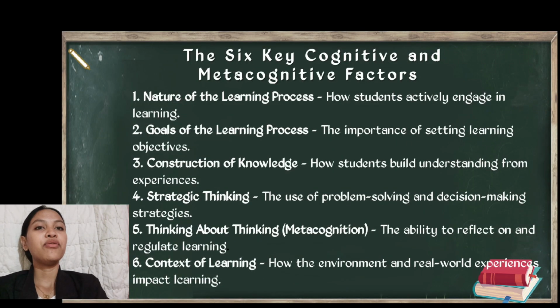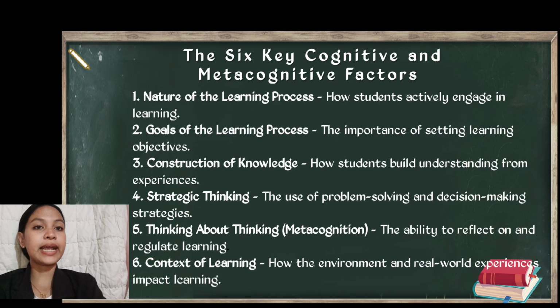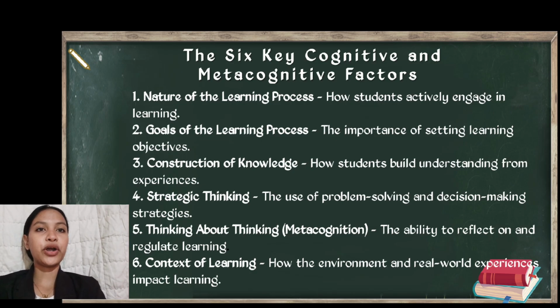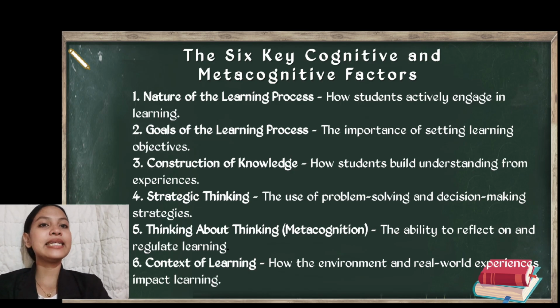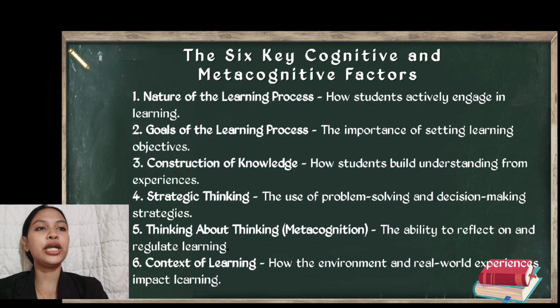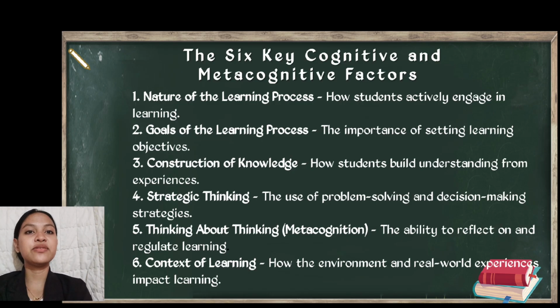Under this category, there are six key factors that influence learning. First is the nature of the learning process. It involves how students actively engage in learning. Second, goals of the learning process, the importance of setting learning objectives. Third, construction of knowledge, how students build understanding from experiences. Fourth, strategic thinking, the use of problem-solving and decision-making strategies. Fifth, thinking about thinking, which is called metacognition, the ability to reflect on and regulate learning. And last, context of learning, how the environment and real-world experiences impact learning. Now, let's go through each of these factors one by one.